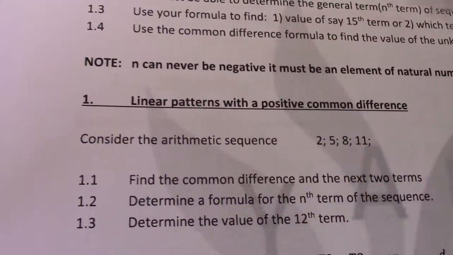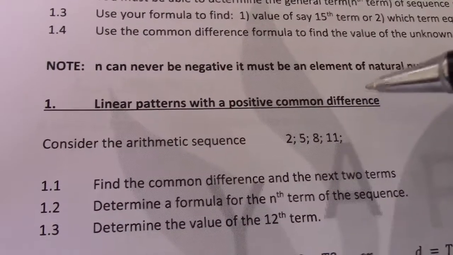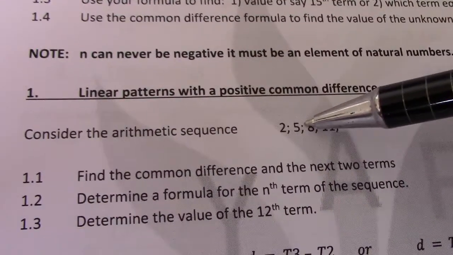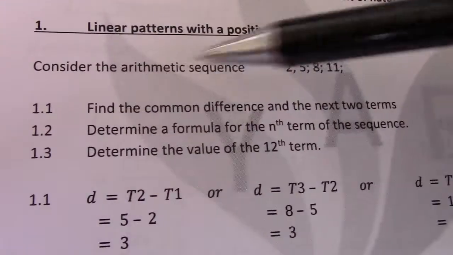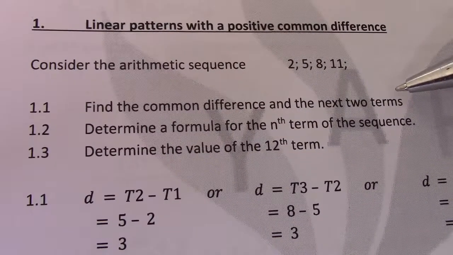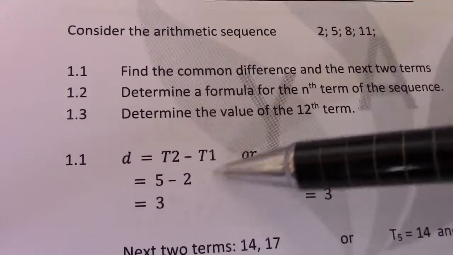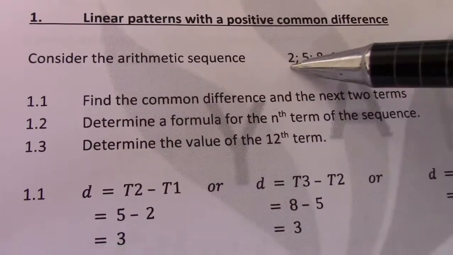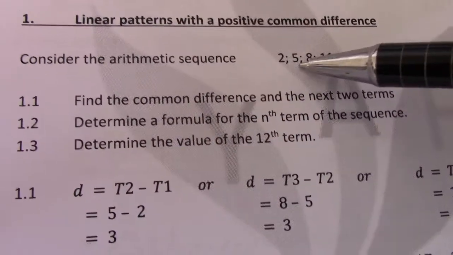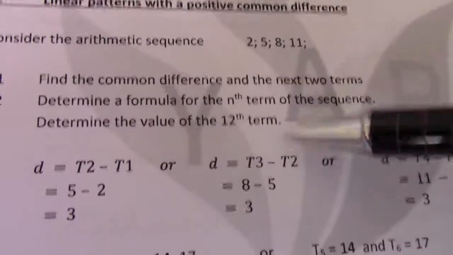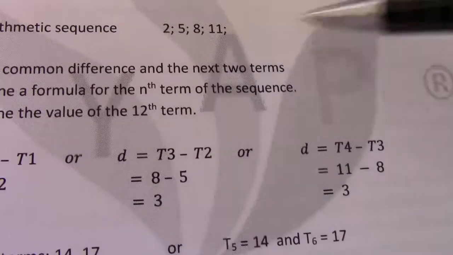So number one, I'm looking at linear patterns with a positive common difference. We consider the arithmetic sequence 2, 5, 8 and 11. First question, can we find the common difference and the next two terms? So the common difference, d, equals term 2 minus term 1. They said arithmetic sequence, so 5 minus 2 gives me 3. Or I could say term 3 minus term 2, 8 minus 5 gives me 3. Or term 4 minus term 3, which also gives me 3.